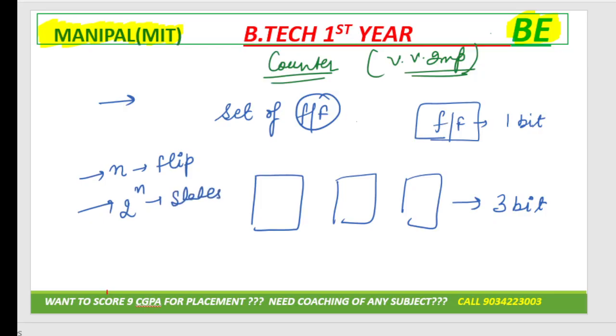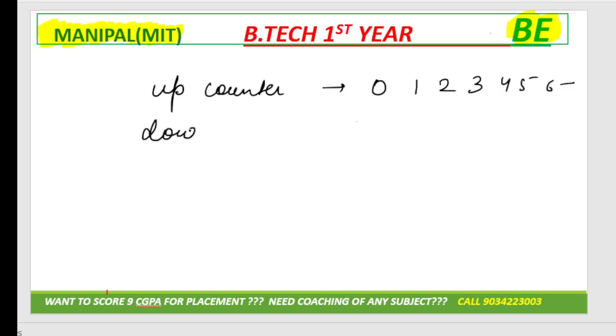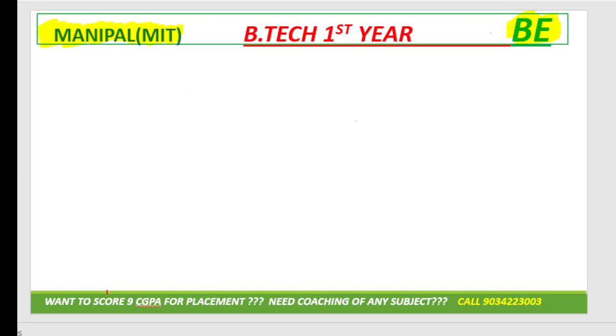ठीक है? So now, counter क्या होता है? जैसे like we'll do counting. One of the counters is the up counter. तो up counter में we'll record 0, 1, 2, 3, 4, 5, 6, 7, like increasing वाली चीज. And another type of counter is the down counter, like 10, 9, 8, 7, 6, 5, 4, 3, like that. ठीक है? Next, counter is divided into two categories.